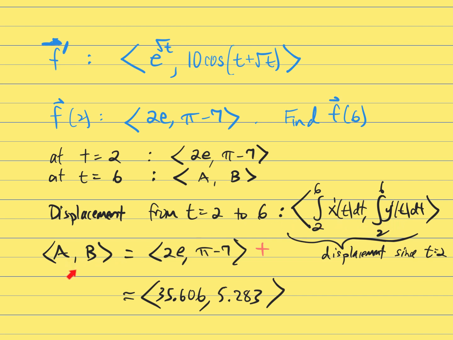So where it ends up is where it started plus its displacement in terms of a horizontal and vertical component. So 2e plus this, just use your calculator, but x prime of t, put in x raised to the square root of t. Just use your calculator for that and you will quickly get the correct answers.